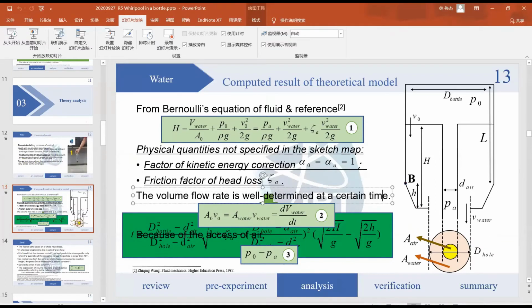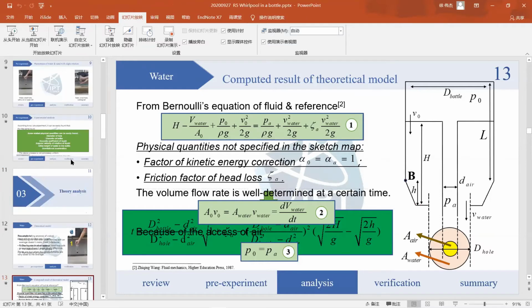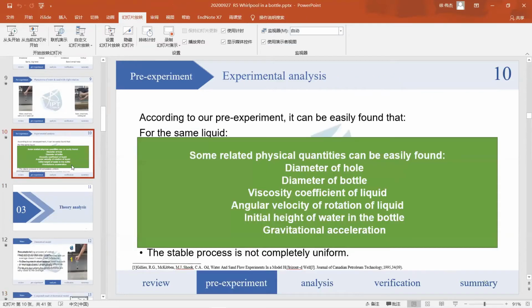It is for the water, and for the same bottle and same cap and the same hole, and we use the same friction factor of head loss to describe the influence of the friction. So I have taken it into consideration, but you said that I didn't. So I want to explain that. Okay, and does this factor depend on the parameters of the bottle?